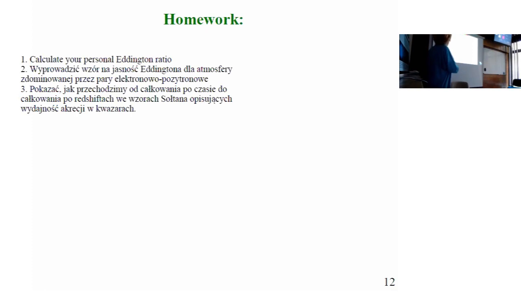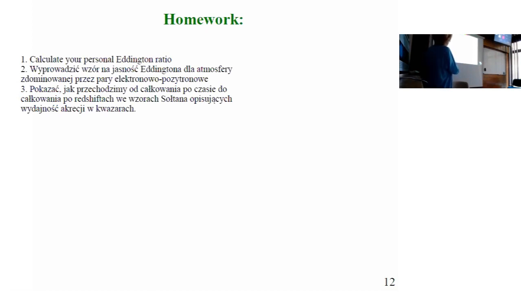Okay. The first two points are sort of obligatory. The third one, if you are interested, because this is more difficult. So the first one is in English. Calculate your personal Eddington ratio and report it. Second, calculate the Eddington limit for an atmosphere which is dominated by electron-positron pairs. Not just ionized hydrogen. It will be different. So calculate it. That's easy, but you have to think what to change.